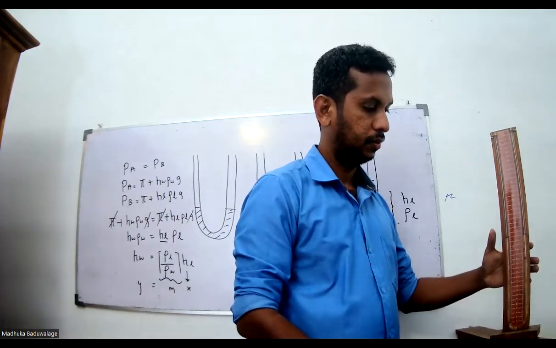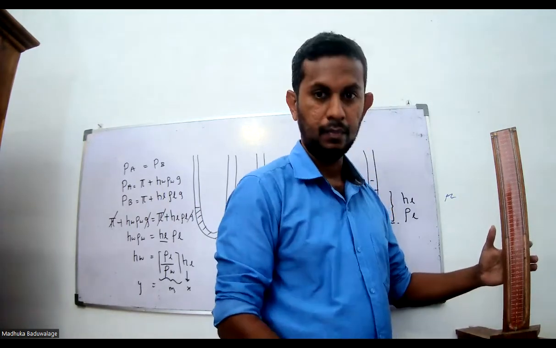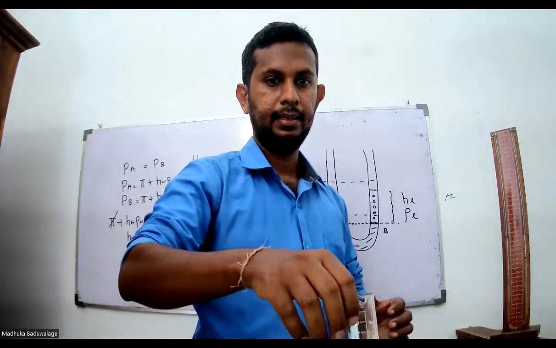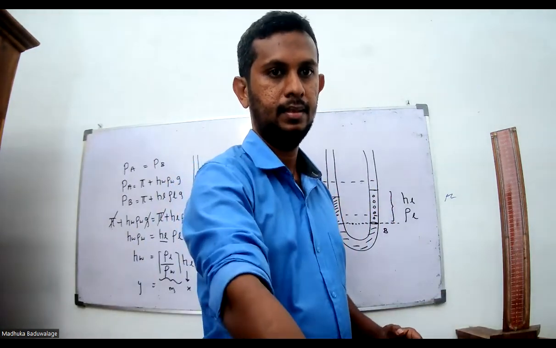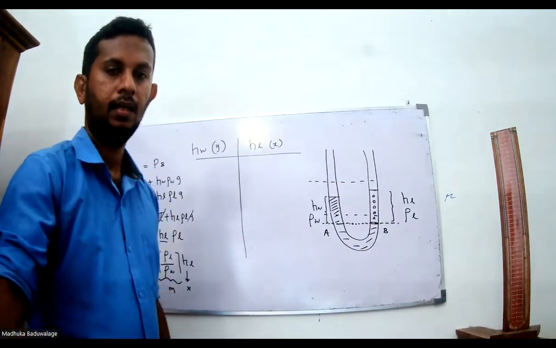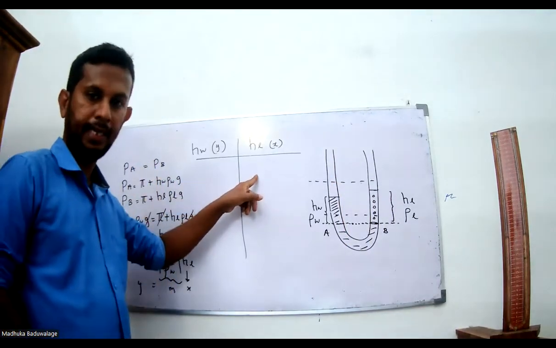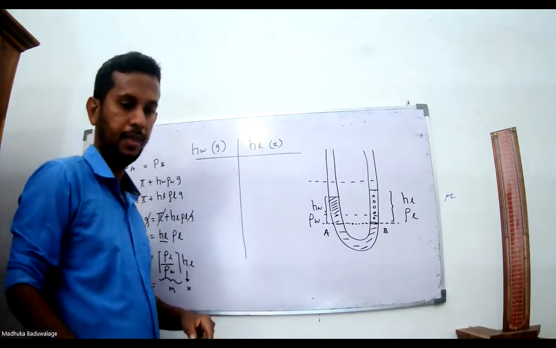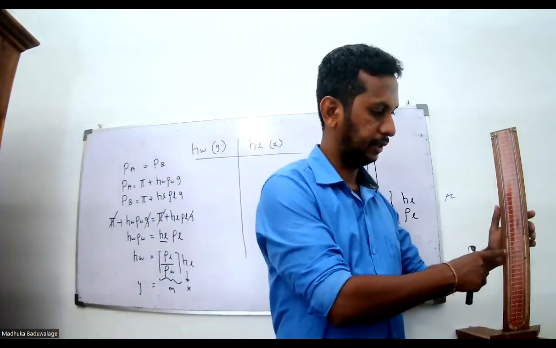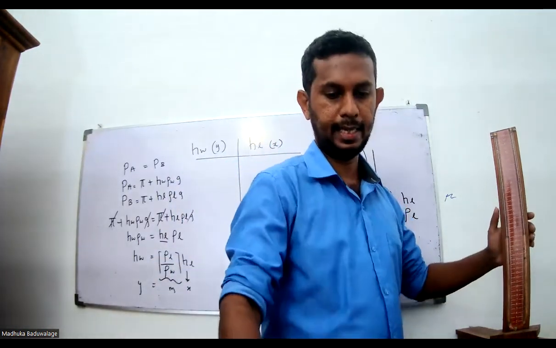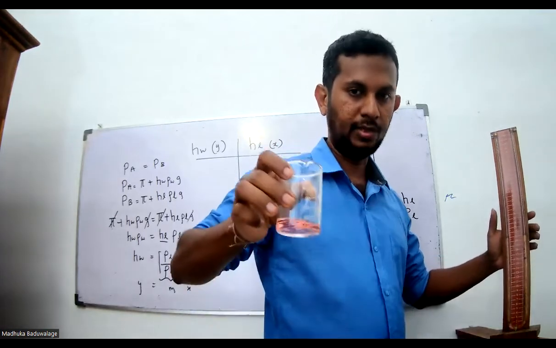I have already drawn a table to represent the relevant values in this chart. Now you can see, you have already seen that I have added water to the U-tube. And then I am going to add kerosene oil next.